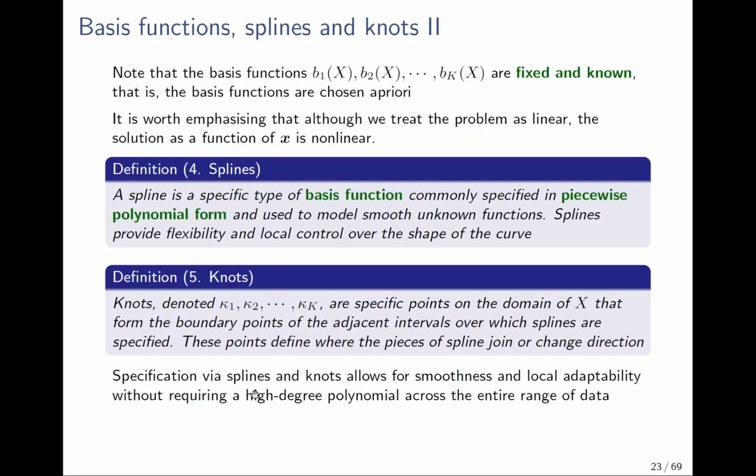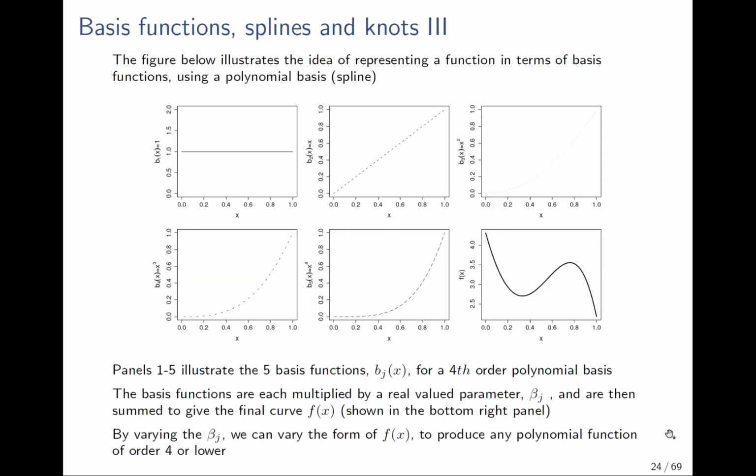And specification via splines and knots allows for smoothness and local adaptability without requiring a high degree polynomial across the entire range of the data. So that's how it nicely merges the good property of step functions, which is that they're local, and the good property of polynomials, which is that they're smooth. We're just going to bring these two things together.